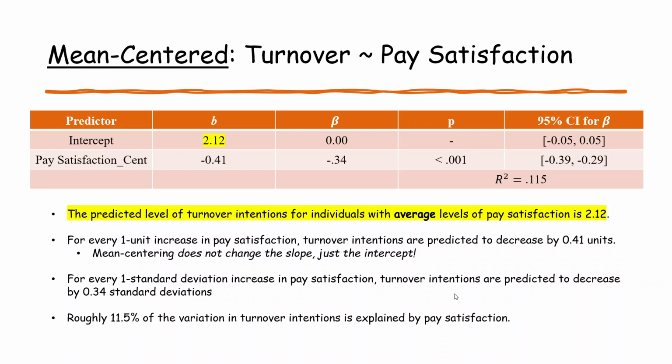But I want to emphasize that it does not change the slope or the relationships, right? It's just changing the intercept. And so the way we would interpret our slope for the pay satisfaction centered version is just the same. For every 1 unit increase in pay satisfaction, turnover intentions are predicted to decrease by 0.41 units.